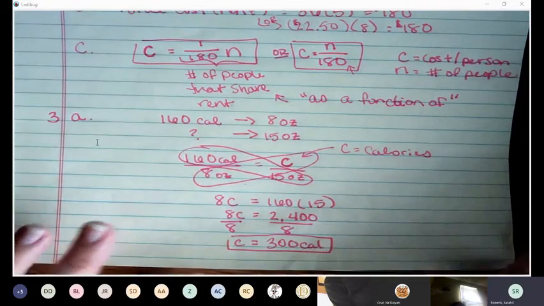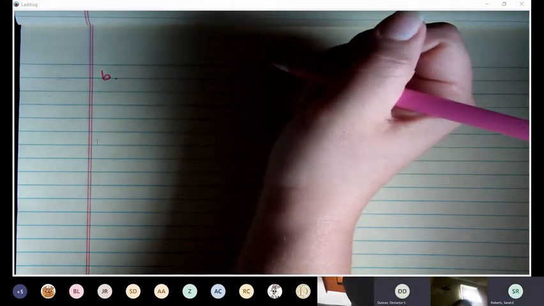Okay, so I'm going to flip this paper and we're going to go ahead and do part B. Okay, so part B, how many calories are in 1 ounce of milk? Let's see, I'm going to call on somebody. Destiny, can you help me out on this one? So how do you think we could find how many calories are in 1 ounce?